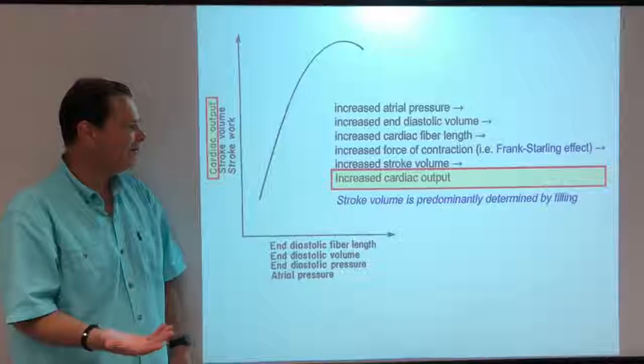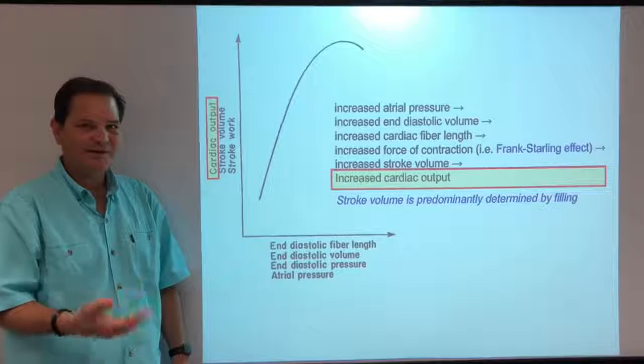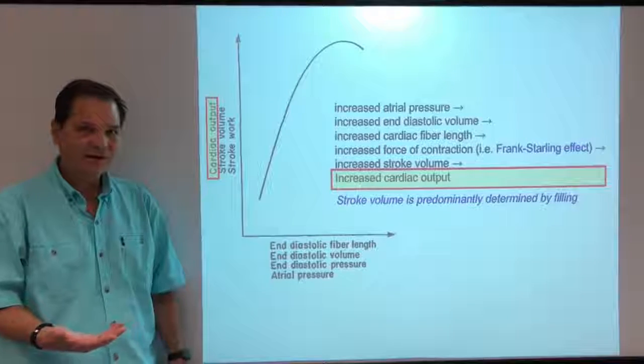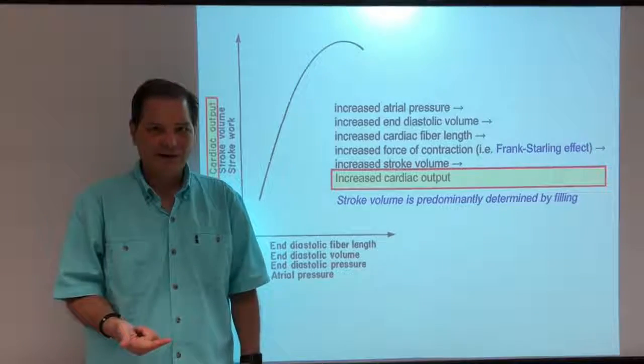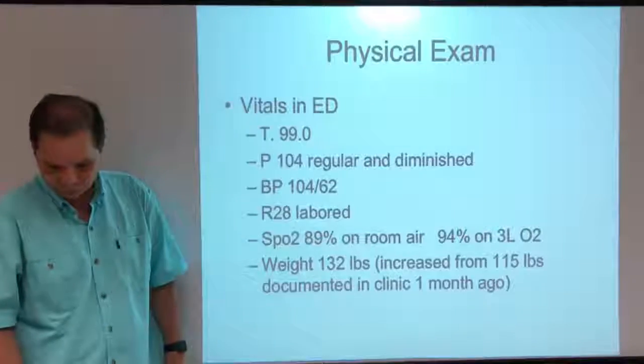Stroke volume is predominantly determined by filling. It is the major factor, okay? It affects stroke volume more than contractility does, and certainly more than afterload does, okay?